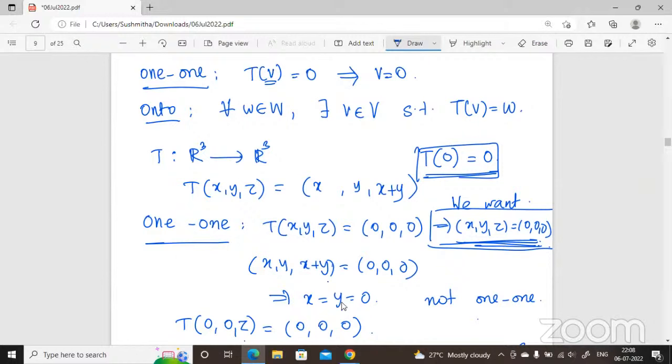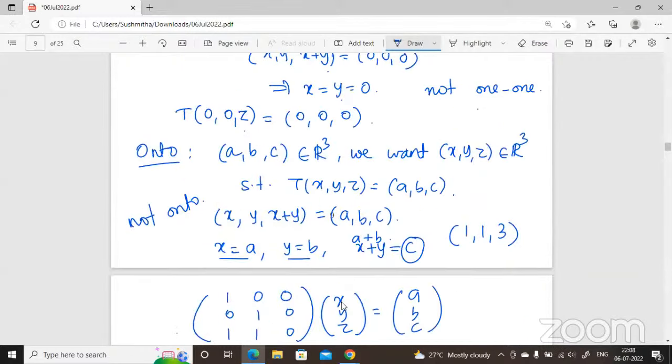Ma'am, just proving that the 0 vector is unique, is it sufficient to prove that it is 1-to-1? No, we are not proving the 0 vector is unique. We are proving that the pre-image of 0 is just the 0 vector. If we can prove that, then it is a 1-to-1 transformation.